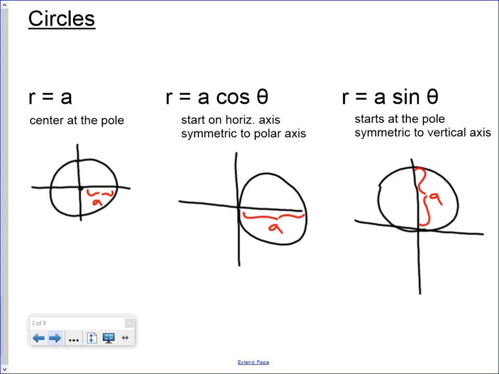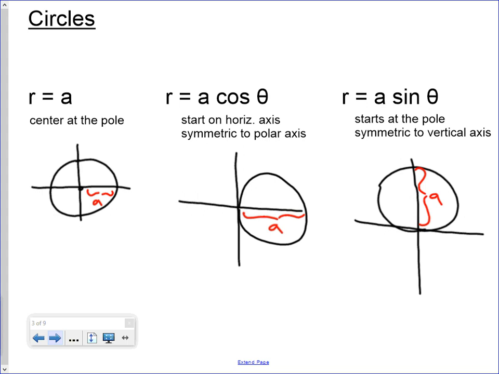So if we go back to Mason's thought as well, the center of the circle is no longer at the pole. Could you identify where the center of the circle is on these graphs? Yeah, it's at half of A, and that will either be the X or the Y coordinate, depending on the orientation of the circle.